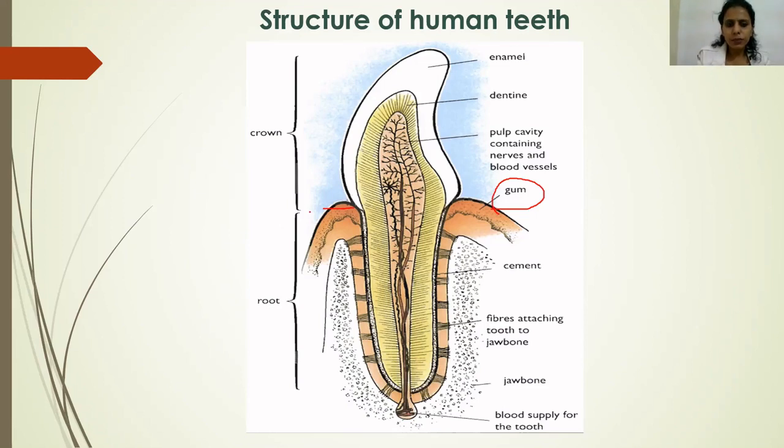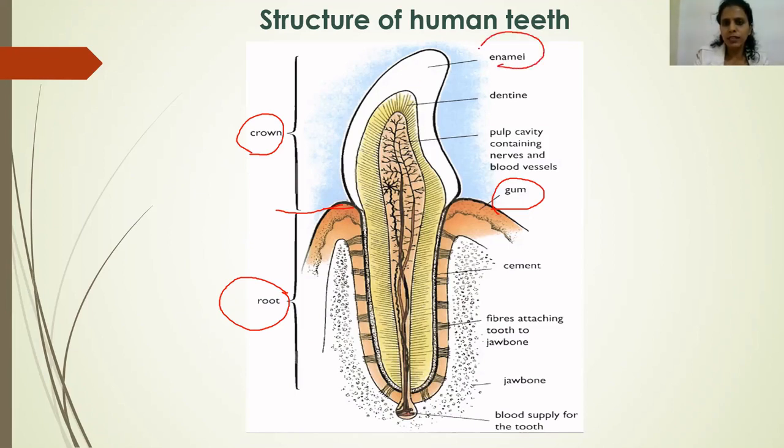Now, as you can see in the picture, the portion of the tooth which is present above the gum is known as the crown. And the portion of the tooth which is embedded inside the gum is known as the root.